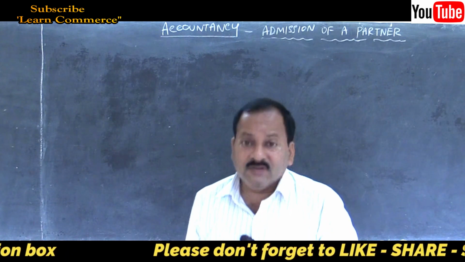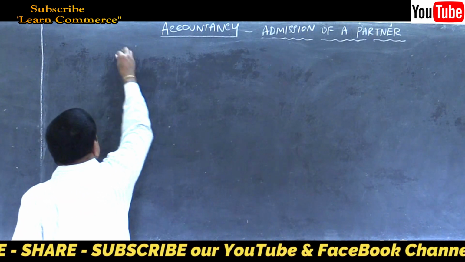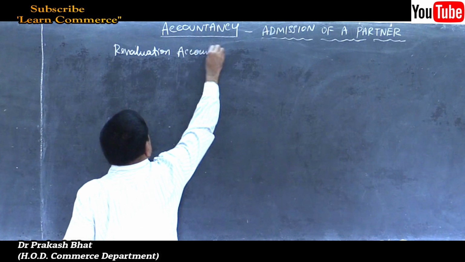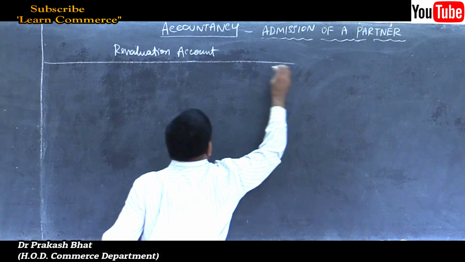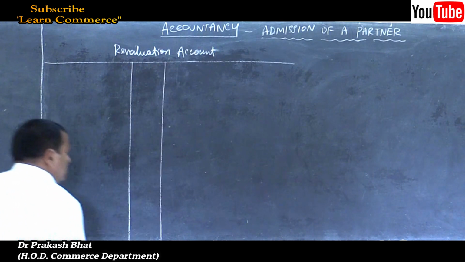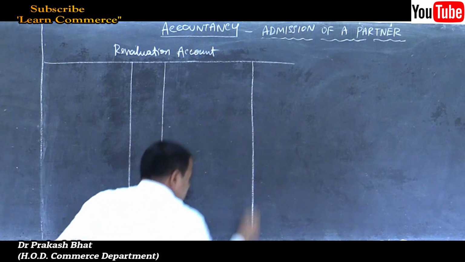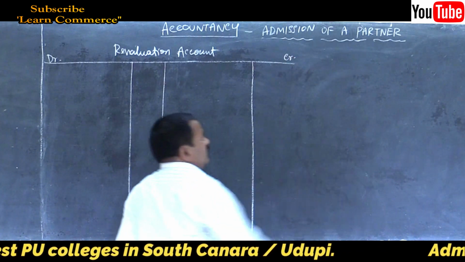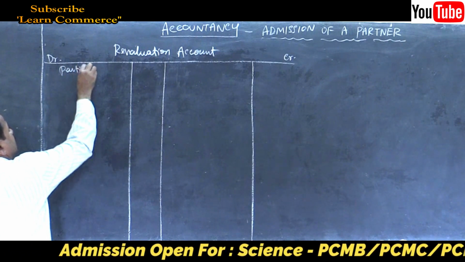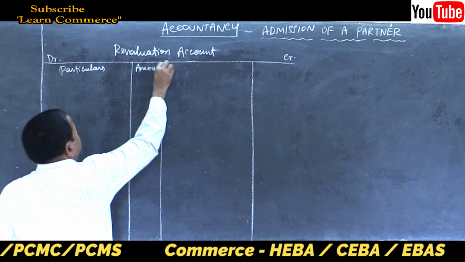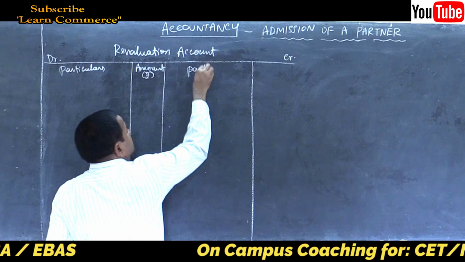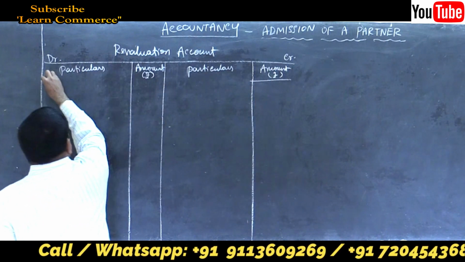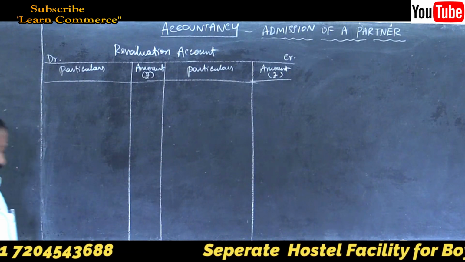Let us solve it. Revaluation account. Draw the columns. Revaluation account. You need not write the date here; all these things are not required. Write the column headings. Debit and credit are a must. Account means debit and credit. Remember, very simple formula. So, particulars, amount in rupees. Cultivate this habit. Particulars, amount in rupees. Yes, let us start entering one by one.